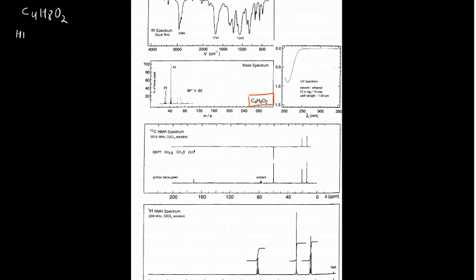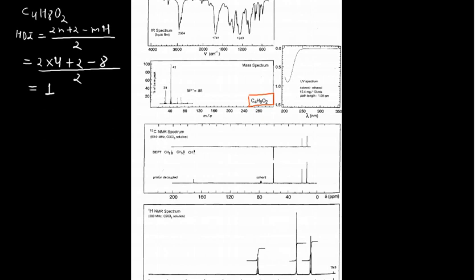Calculate the hydrogen deficiency index, that is HDI. Okay. The formula is (2N plus 2 minus M) divided by 2, and this should be 2 multiplied by 4 because 4 carbon atoms are there, plus 2 minus M, the number of hydrogen atoms, which is 8 here, divided by 2. If you solve this, you will get 1. And if you have 1, that means your structure may have one ring or one double bond. Okay.